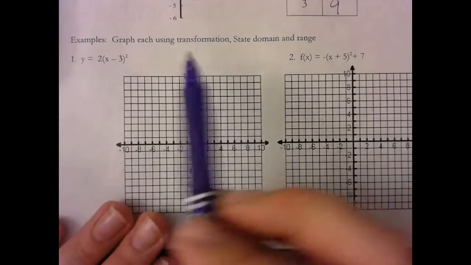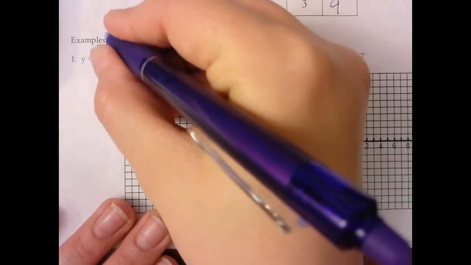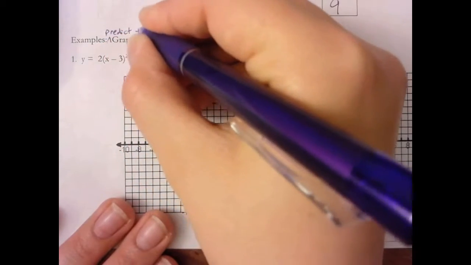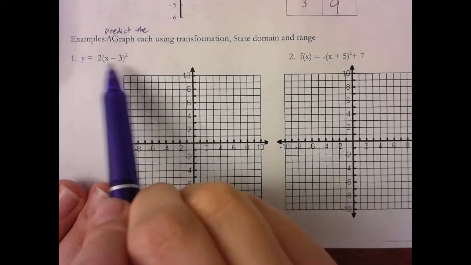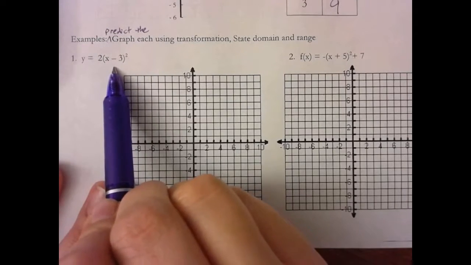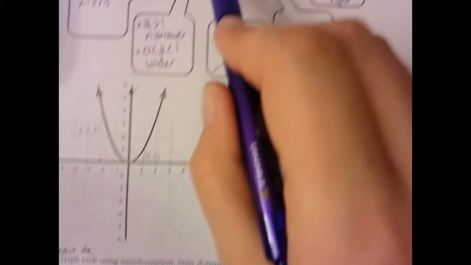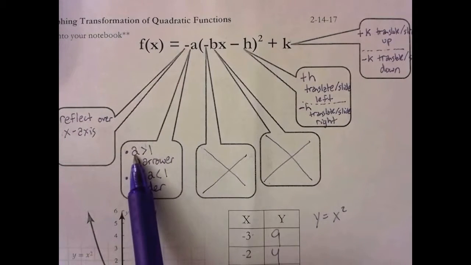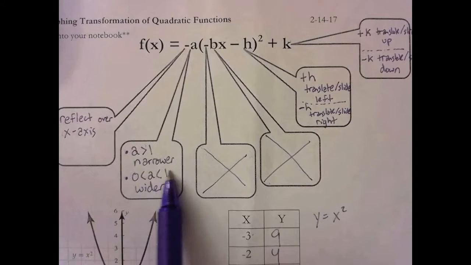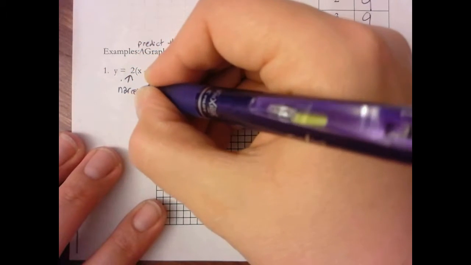So looking here, when I say graph using transformation, I should say predict the graph. Predict the graph. Okay, so let's look at what this looks like compared to y equals x squared. I notice I've got a 2 in front. So let's look back at the top. That would be like having a equal to 2. Well, 2 is greater than 1. That means we can expect something that's narrower. So I'm going to make a note. Because of this, it's going to be narrower.